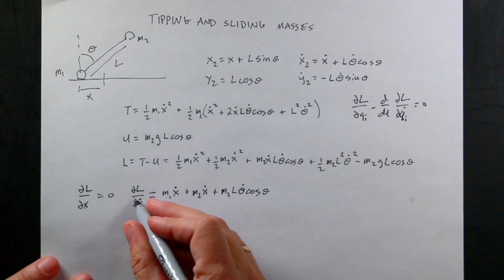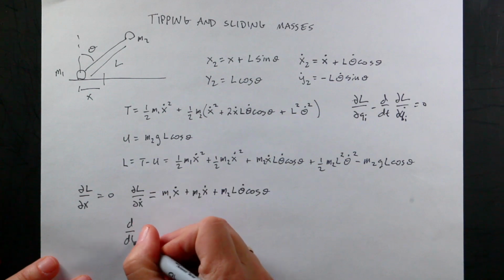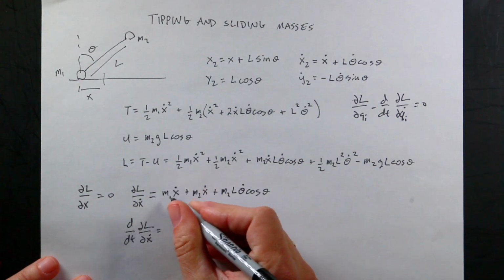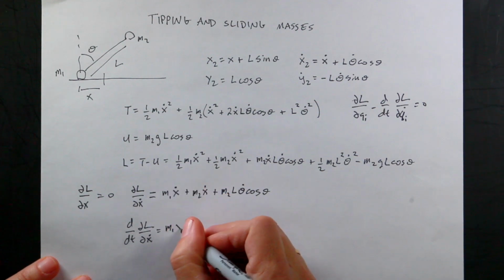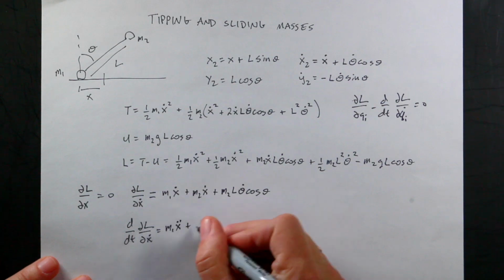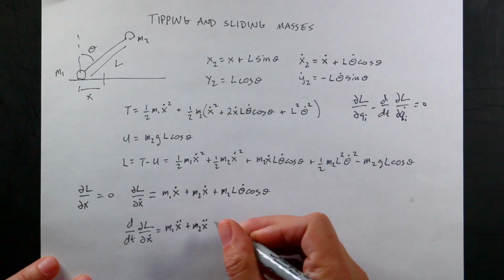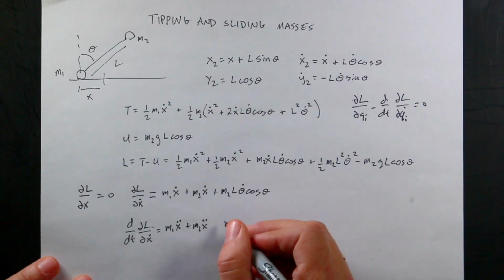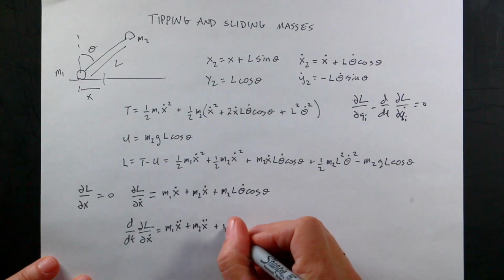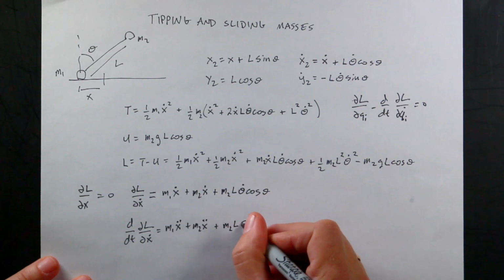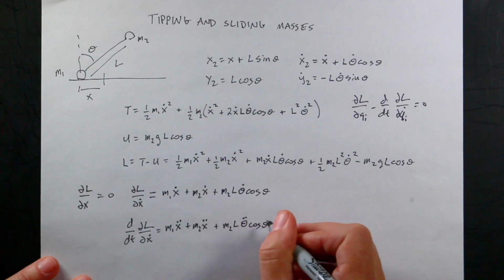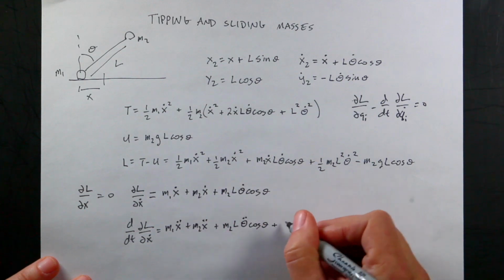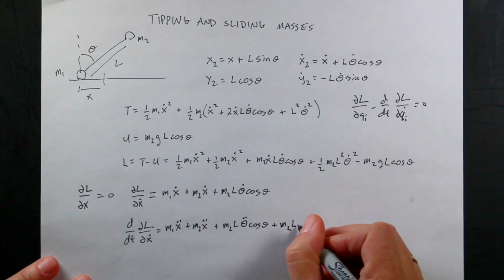Okay, so now I can take the derivative with respect to time of the partial of L with respect to x dot. That is going to be equal to the derivative of this with respect to time, which is m1 x double dot plus m2 x double dot. Now here I have two terms that depend on time, theta dot and cosine theta, so I have to do a product rule. So let's do the theta dot first. So I get plus m2 L theta double dot cosine theta, and here's where I think I made my mistake before. Now I have to take the derivative of this, so I get plus m2 L theta dot.